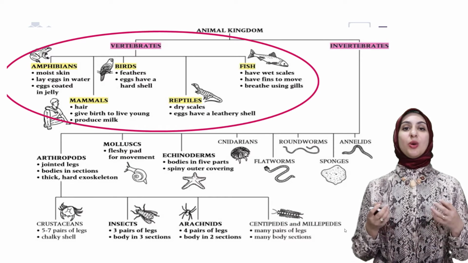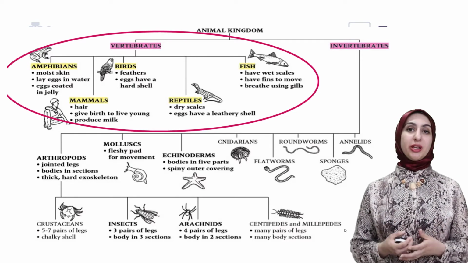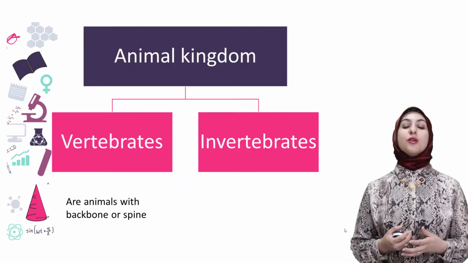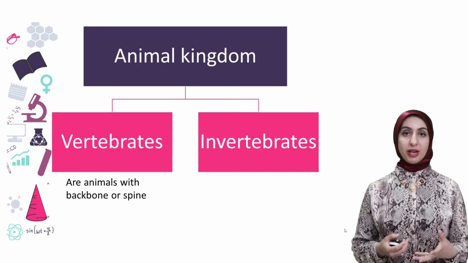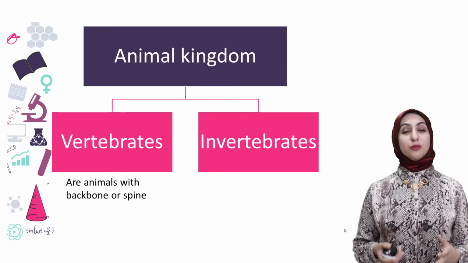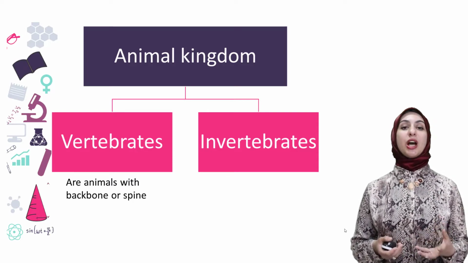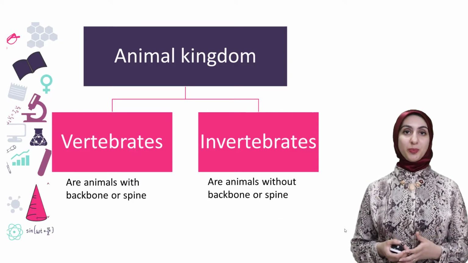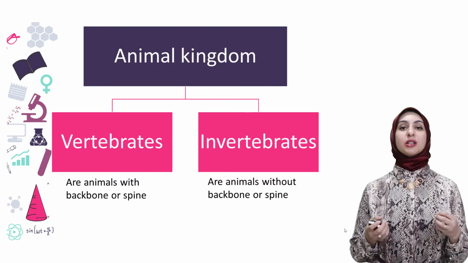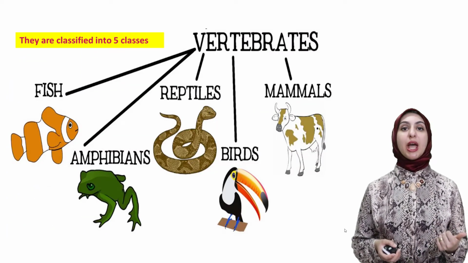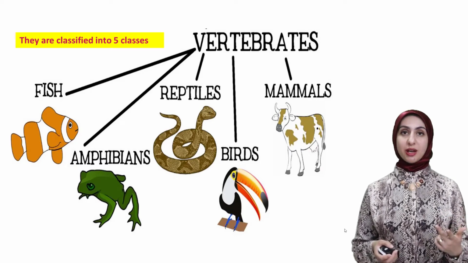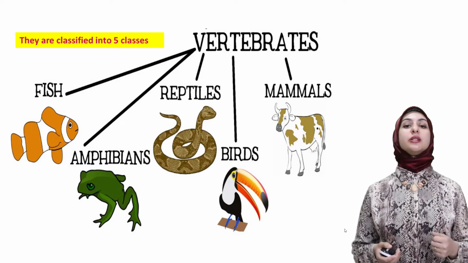What do you mean by vertebrates? Vertebrates are animals with a backbone or spine, but invertebrates are animals without a backbone or spine. Vertebrates are classified into 5 classes, which are fish, amphibians, reptiles, birds, and mammals.